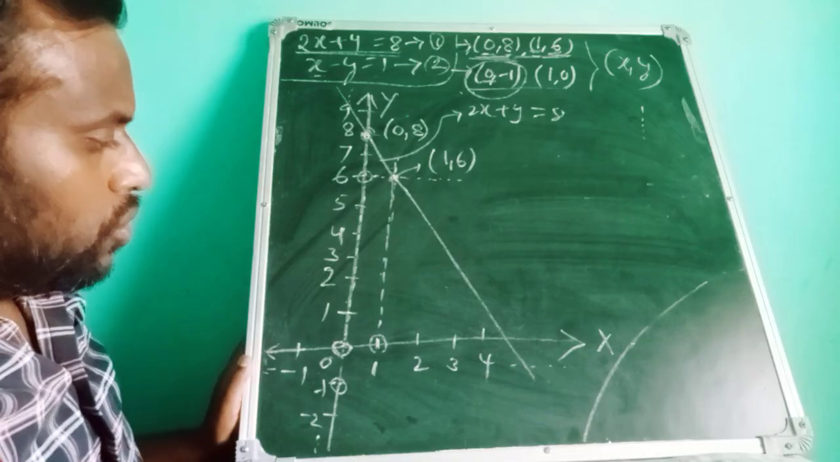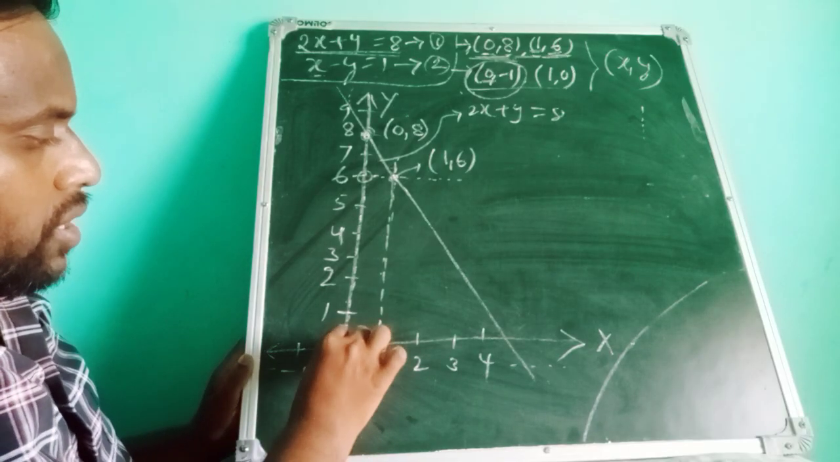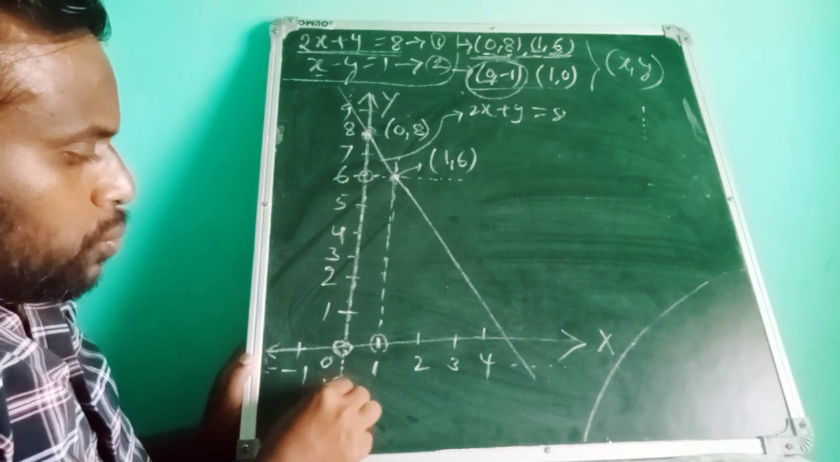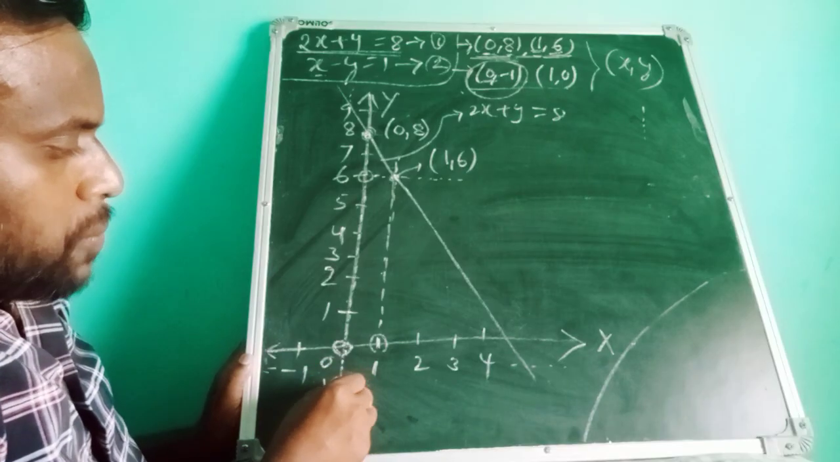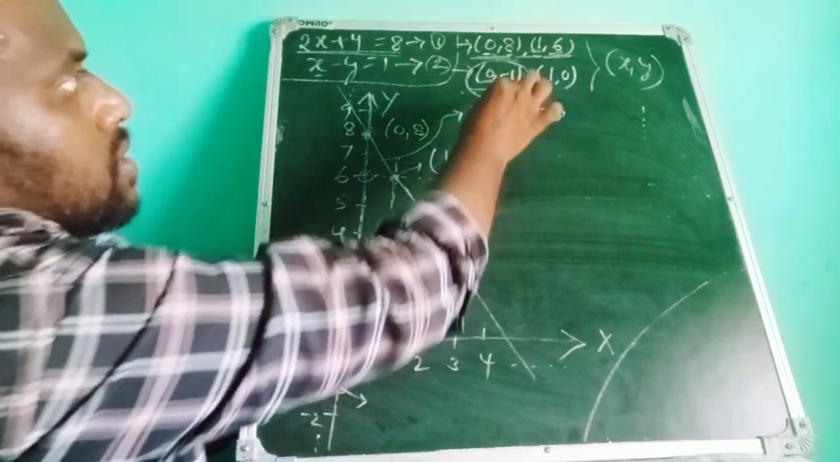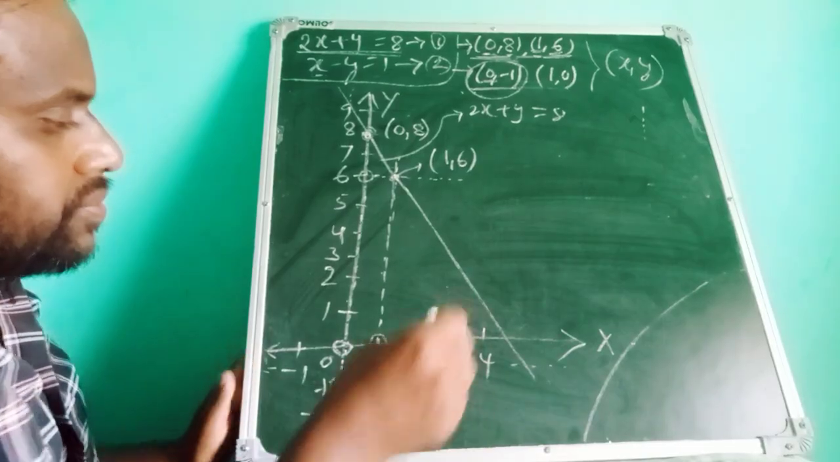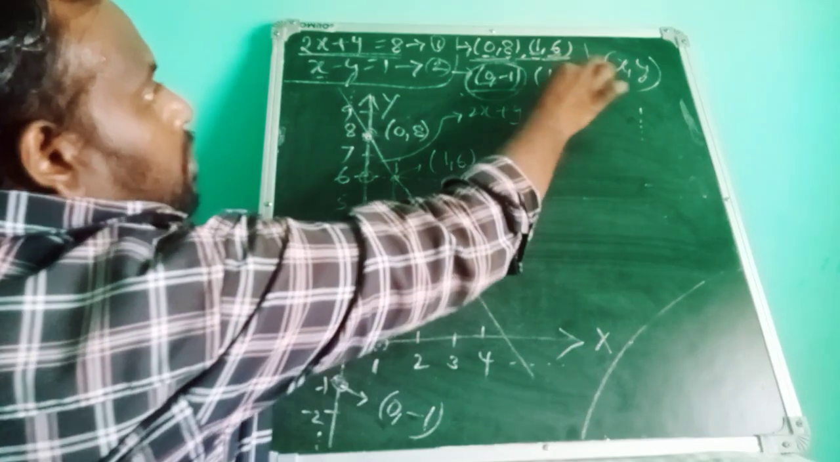Now from x is equal to 0, to this y value, draw a dotted line, and put the point here. Shade this. So this point is (0, -1). Next, take another point.